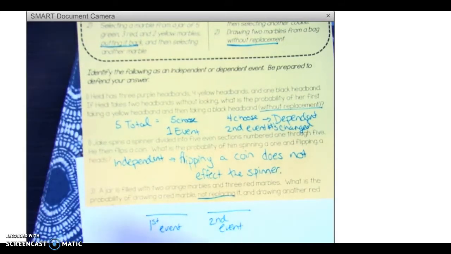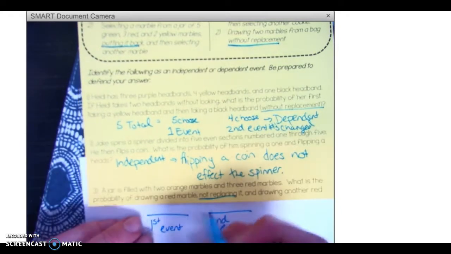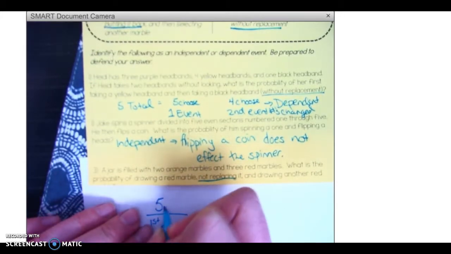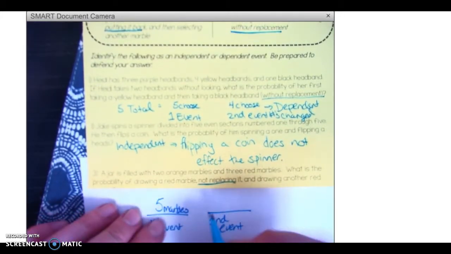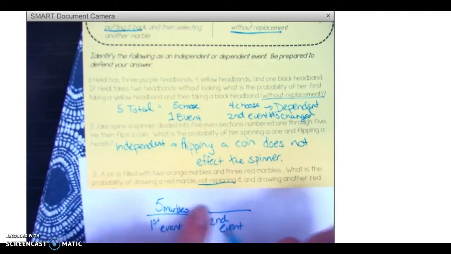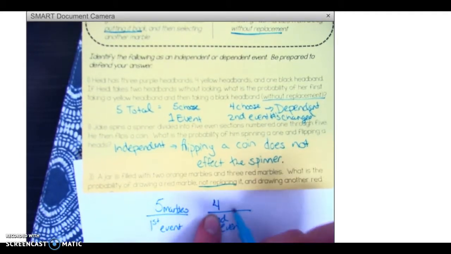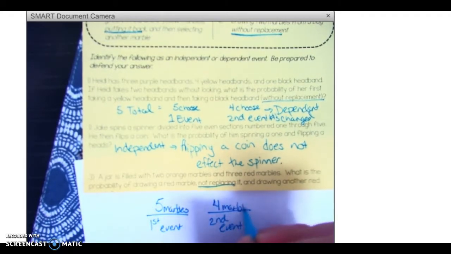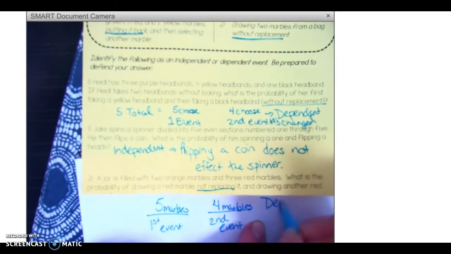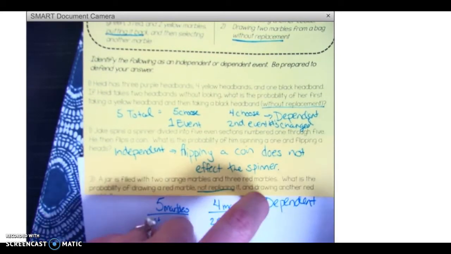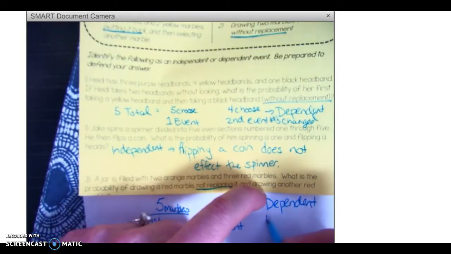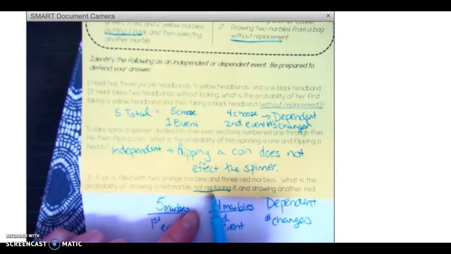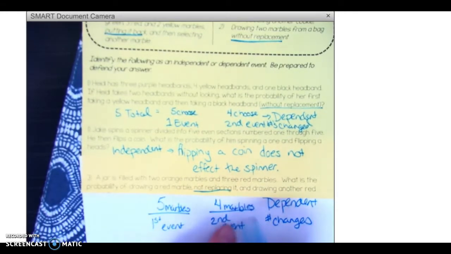Okay, so when I think about this, a jar has 2 orange and 3 red. So I have 5 marbles in my first event. If I'm not replacing it, I would only have 4 in my second event, with 2 red. So this is dependent. Okay, again, it's dependent because our numbers changed. If it was with replacing, I would have 5 and then 5, but since I didn't put it back, it's going to be dependent.